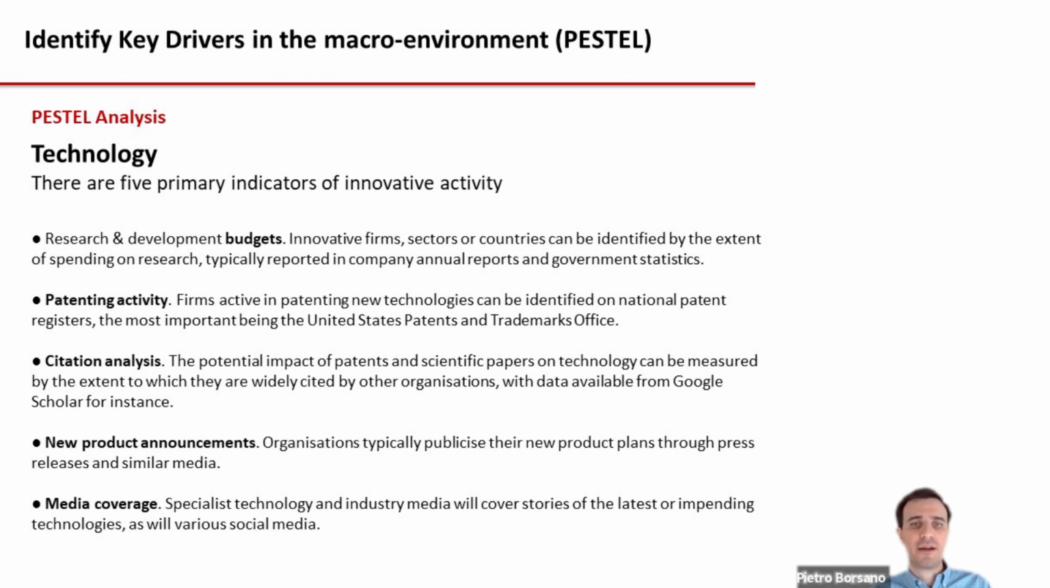The most important patent office globally is still the US Patent Office, but each country has a patent office. In Thailand, this is the DIP, the Department of Intellectual Property of Thailand. Another criterion is the citation analysis, so how many papers on science and technology are being produced in the country. The fourth is announcement of new product development, and finally the coverage by media on research and technology activities.